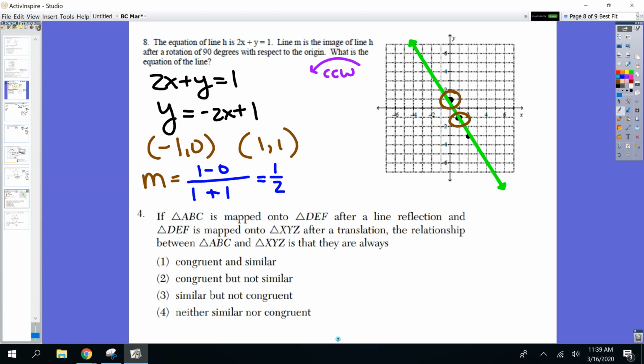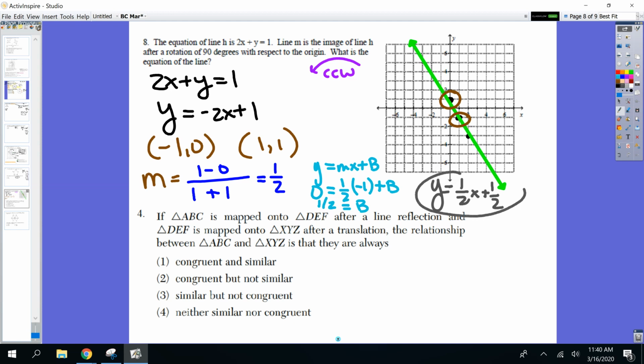And then to find the y-intercept, you guys know the deal. We'll use y equals mx plus b. If you guys don't mind, I'll use negative 1, 0 as my point. 0 equals slope of 1/2, x coordinate is negative 1, plus b. You guys can stop the video, solve for b if you'd like. The y-intercept will be 1/2. So the equation of this rotated line is y equals 1/2 x plus 1/2. You notice slope and the y-intercept both change when you rotate a line.